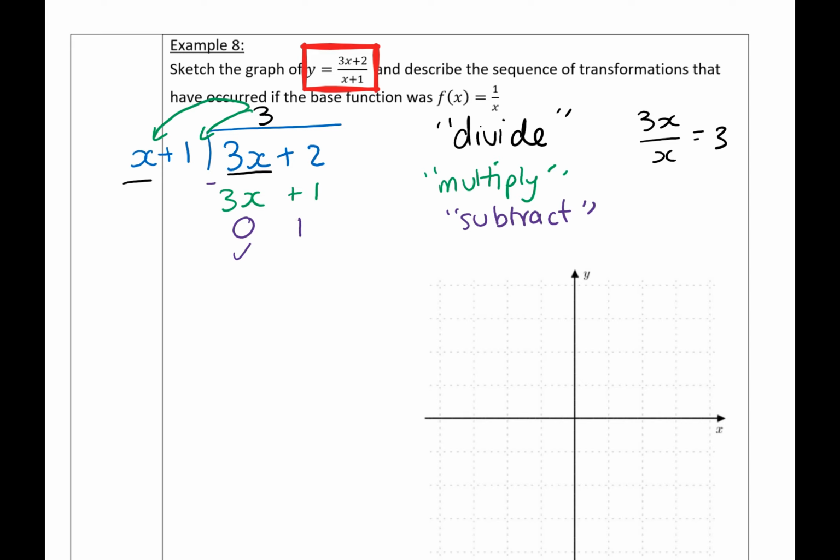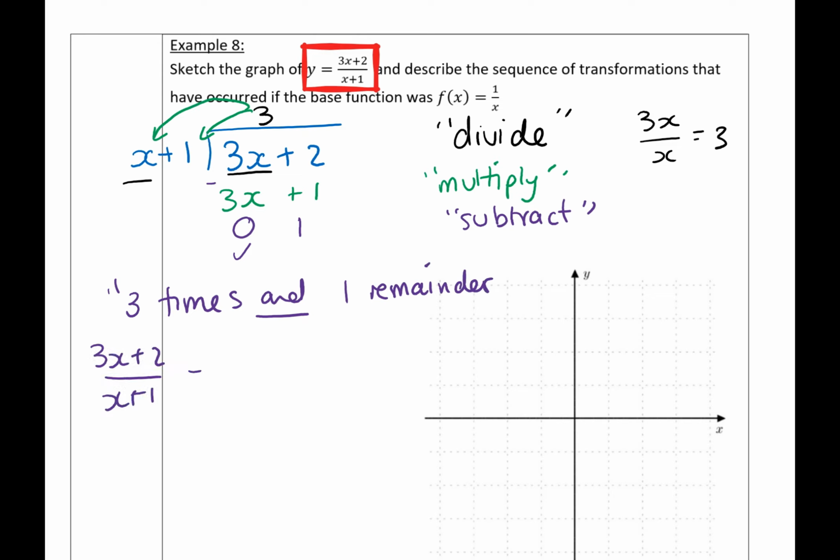So what I'm saying here is that x plus 1 goes into 3x plus 2 3 whole times and a remainder. So what does it mean to say 3 times and a remainder? Well, it means that 3x plus 2 over x plus 1 equals 3 wholes and a remainder. Well, that's something that's a lot nicer to sketch. Y equals 1 over x plus 1 plus 3. That's certainly something I can sketch. So I'm not going to do it in this video because I think you're all very capable now of sketching that graph. You can use your CAS calculators to double check it. The sequence of transformations that have occurred here is that we've translated 1 unit in the negative x direction and 3 units in the positive y direction.